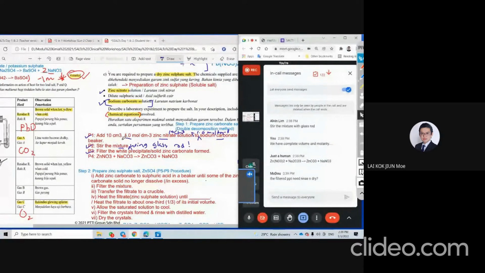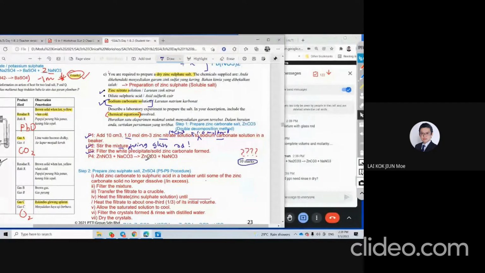Prepare the zinc sulfate. Okay, let me tell you. This is the soluble salt, and this is the insoluble salt we need. This is the insoluble salt we need. NaNO3 we don't want.